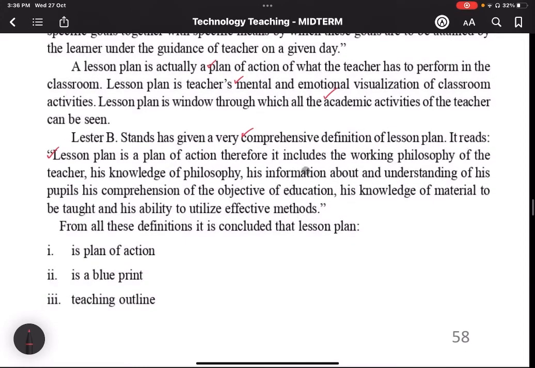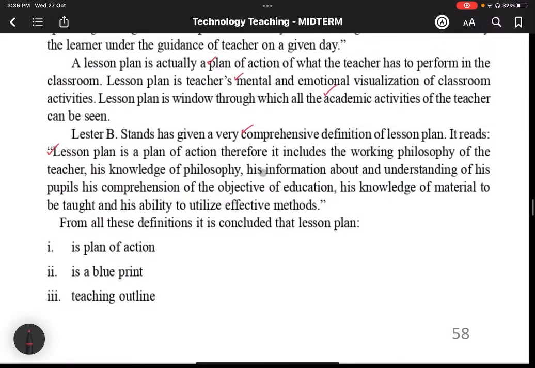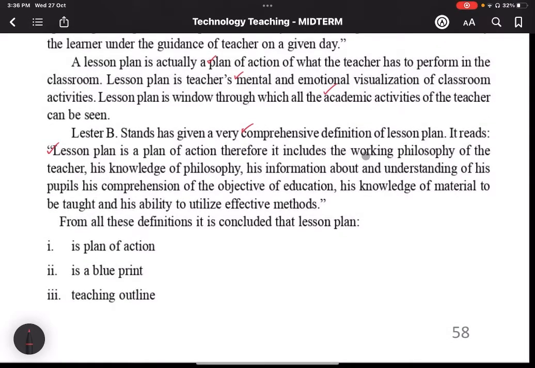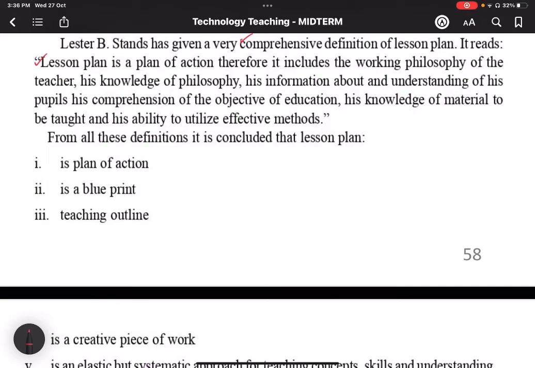Oh, medyo comprehensive nga yung kanyang definition, no? Kasi hindi lang daw yung subject matter mo yung nire-reflect, as a teacher, hindi lang yung knowledge mo ng subject matter but also the whole philosophy, your knowledge of the teaching philosophy, the information and your understanding of the objective of education. So by definition, a lesson plan is a plan of action.